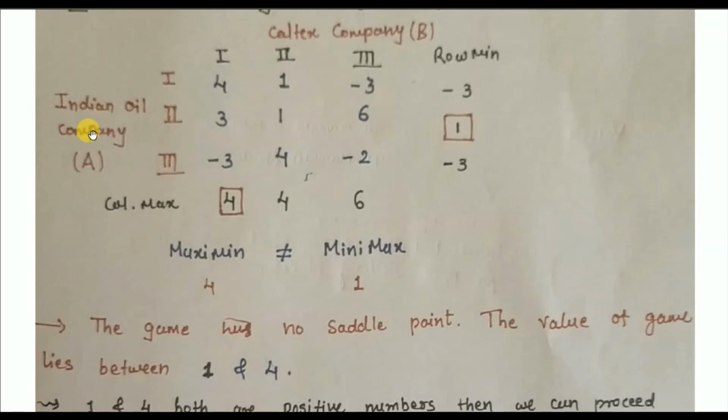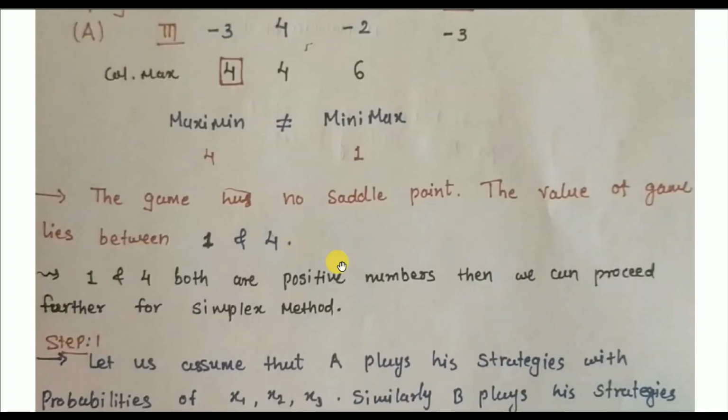Here we take two companies as player A and player B. First we calculate the row minimum and column maximum. The maximum in the row minimum is 1 and the minimum in the column maximum is 4. So the maximin point and minimax point are different. That is why the game has no saddle point and we can use the simplex method.